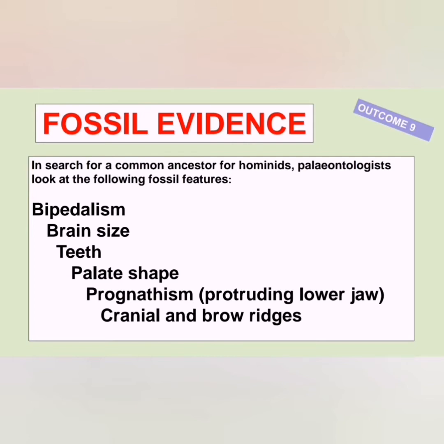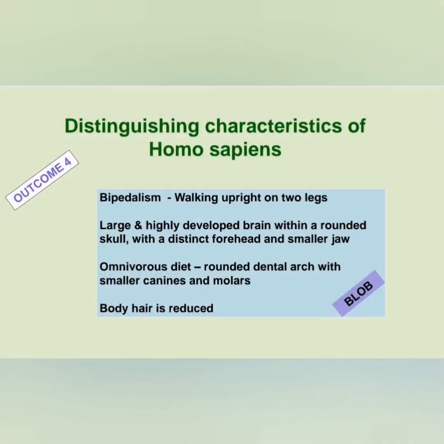And it includes the following: bipedalism, brain size, teeth, the shape of the palate, prognathism, which is the shape of the lower jaw, and then cranial and brow ridges. I know these are a mouthful, so let's make it shorter. To distinguish these characteristics in Homo sapiens, we will learn the acronym BLOB. Yes, indeed, BLOB. The first B stands for bipedalism, the ability to walk upright on 2 legs.